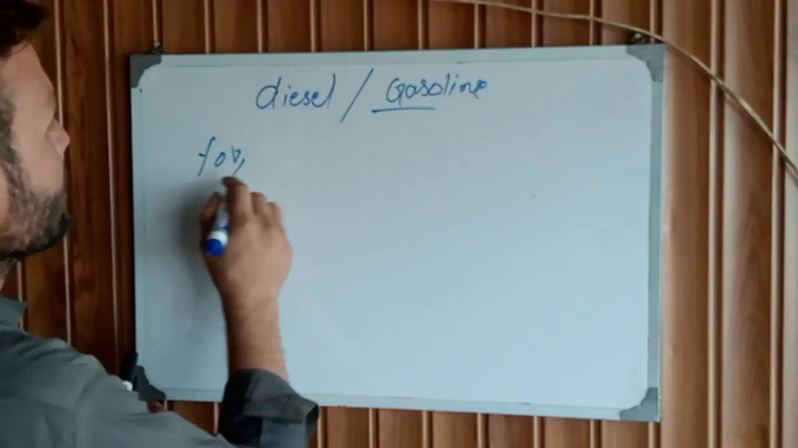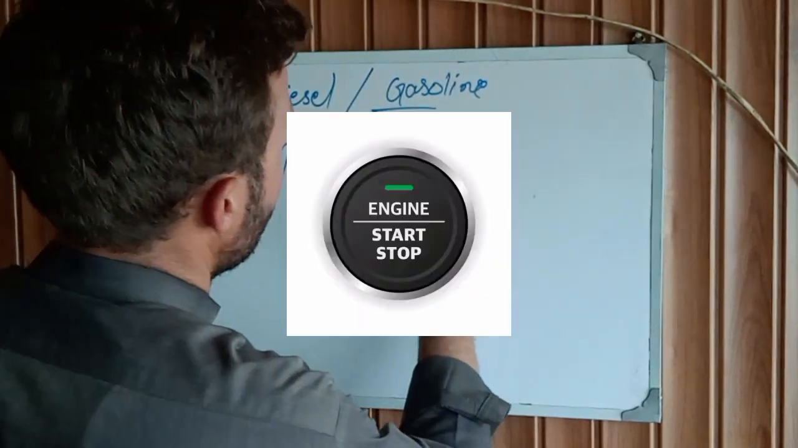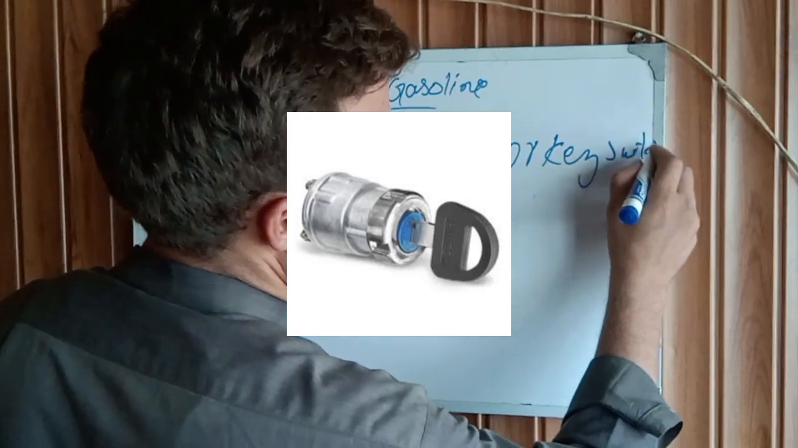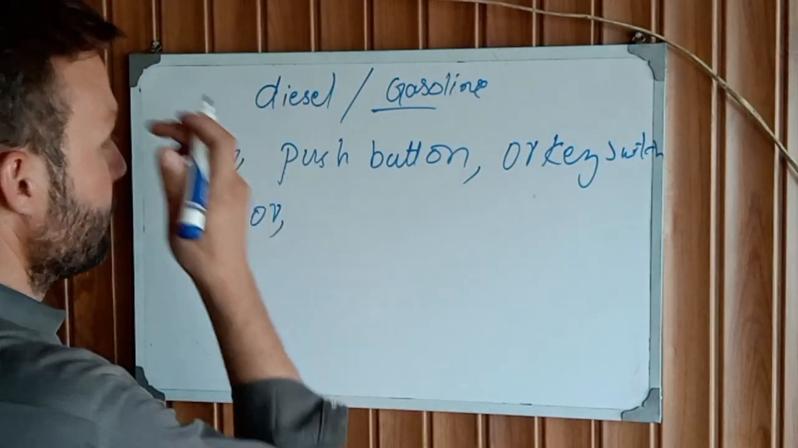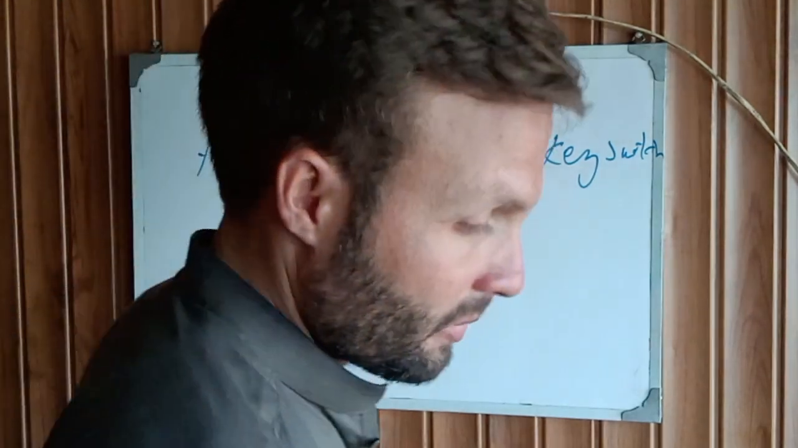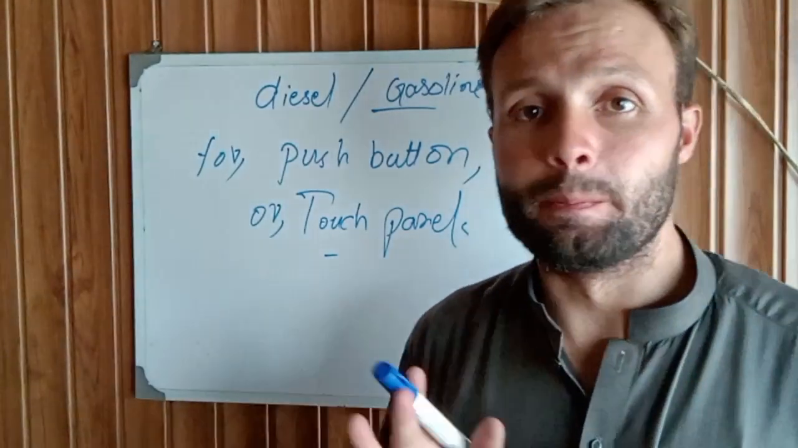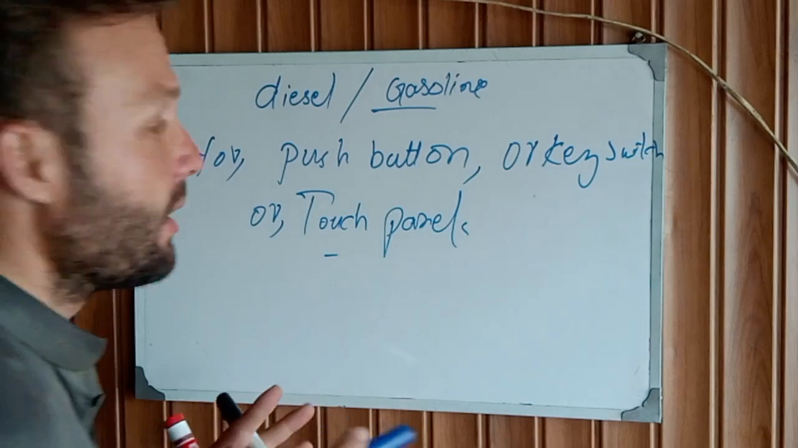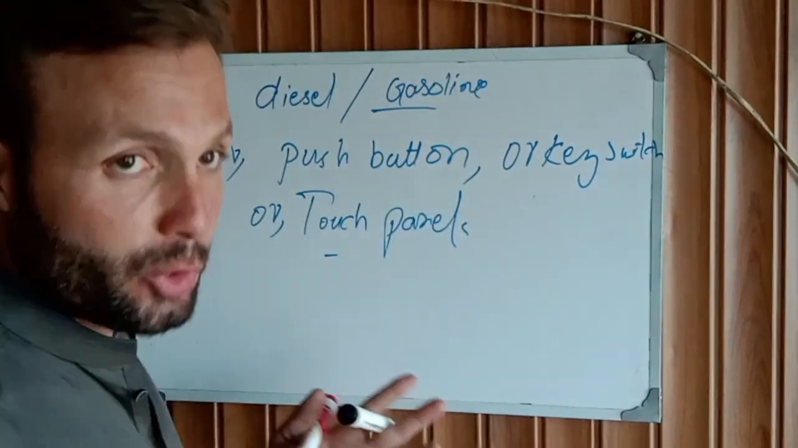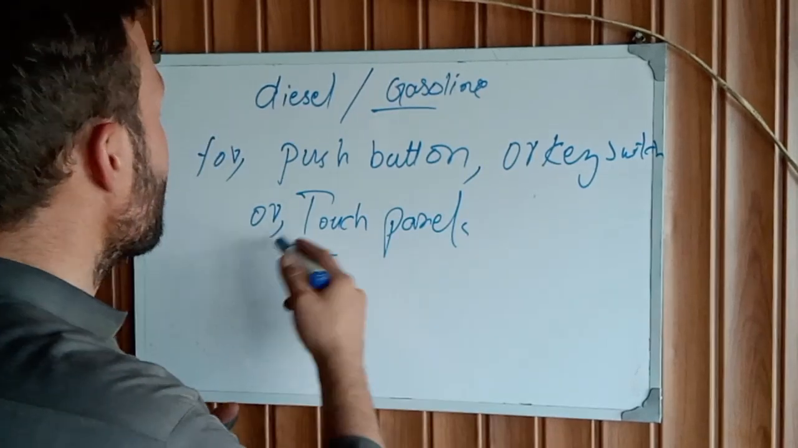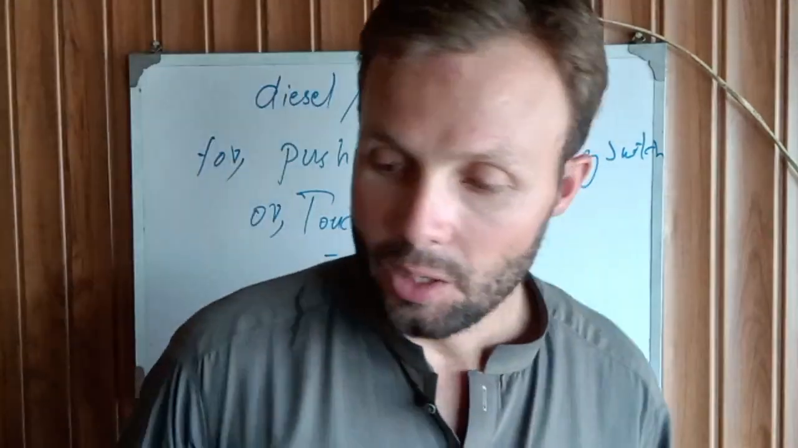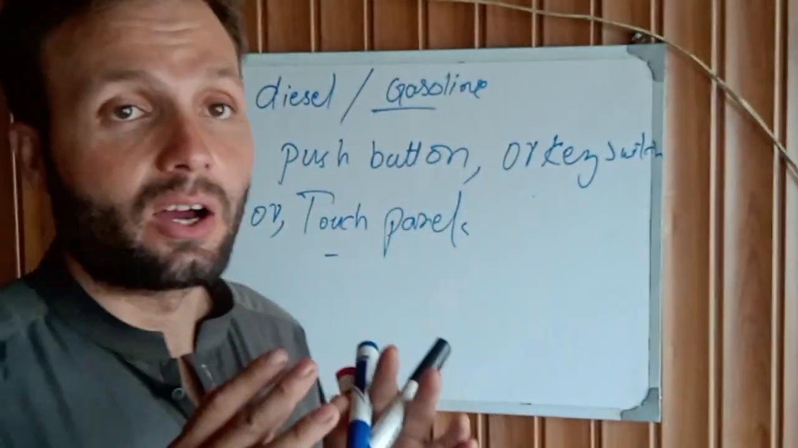For example, push button or key switch or touch panel. But the working principle is the same for every engine. The starting circuit is the same, but some vehicles, cars, generators start from push buttons, some from a key switch, ignition key, like old model cars, and some start from panels, like new model cars, Tesla car or some other cars. But actually the real circuits work the same.